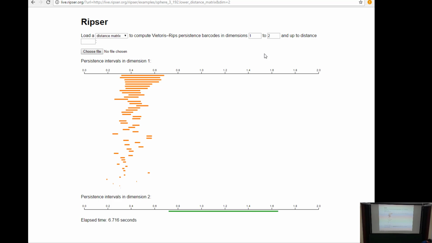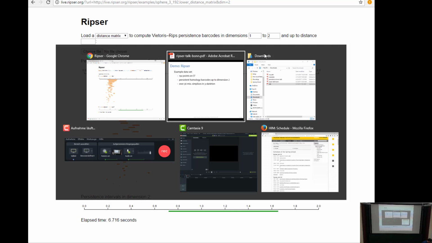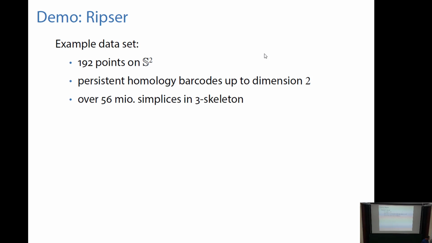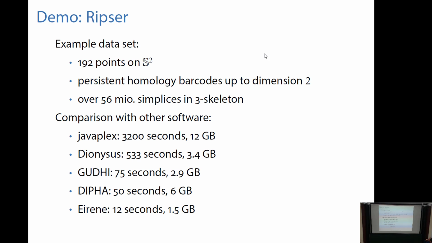So if you compare to the computation times, first maybe it's interesting to mention the 3 skeleton that's used to define the homology here contains over 56 million simplices, so it's quite a big data set if you use this entire construction. And so here's a kind of family history of persistence computation software, going from JavaPlex, Dionysus, Gudhi, Diver, Eirene.